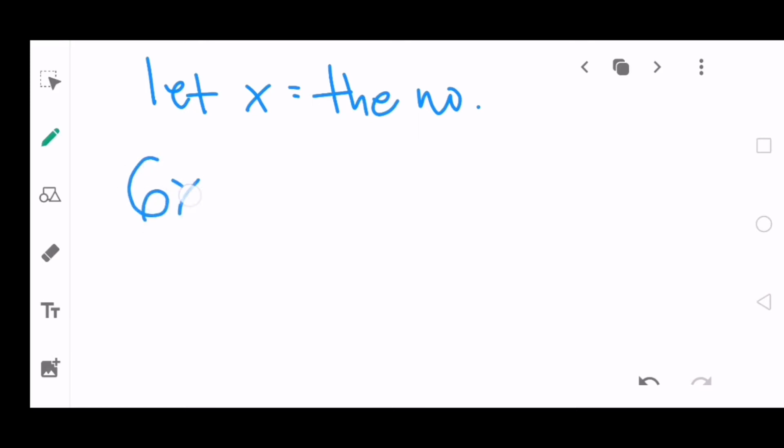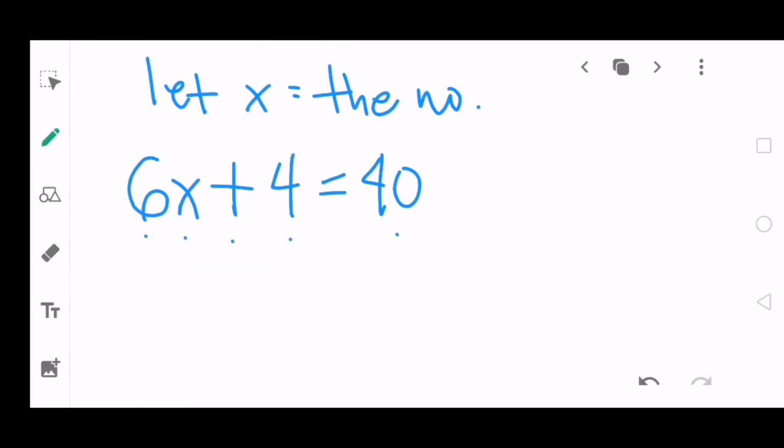So let's have first our representation of the unknown. Let x be the number. If we're going to formulate the given statement, that would be 6 times a number, which is our x, increased by 4, the result is, or that is equal to 40. So this equation tells us that when a number is multiplied by 6 and it is increased by 4, the result is 40.